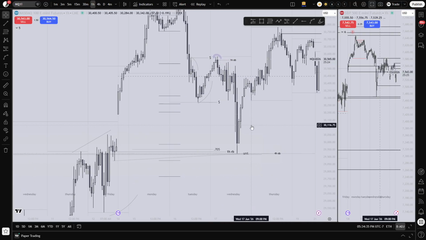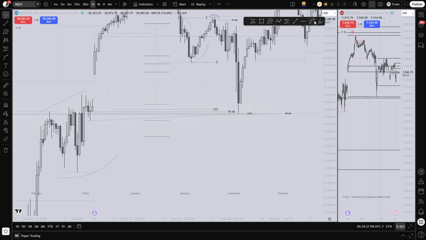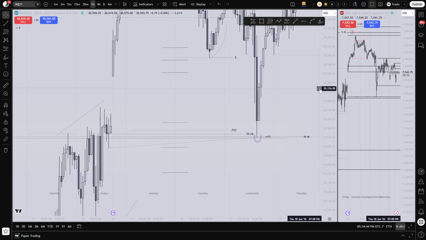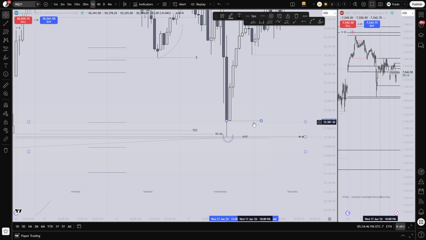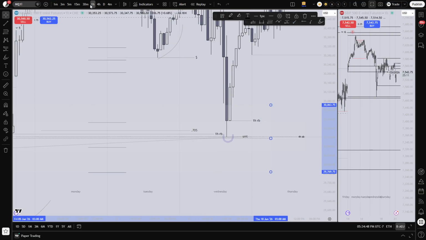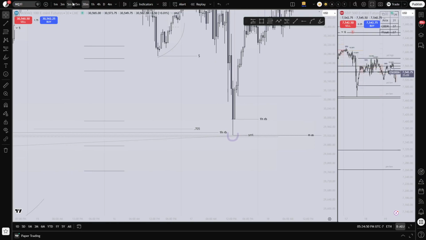So if you were trying to figure out how to trade this next one, well, we got our little low protected. And then what do we have here? We have a 1 hour RB. 1 hour RB, we perfectly tapped right into it. Not much on the 30-minute.